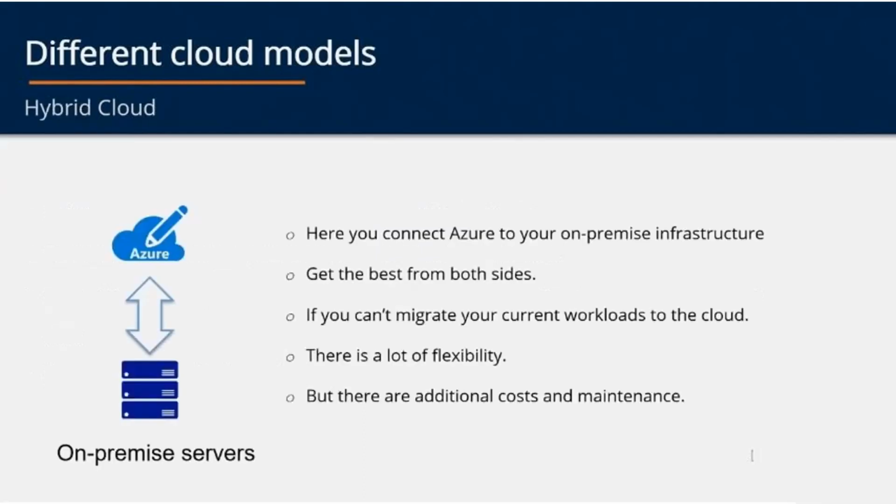Hybrid cloud is a combination of both of them. We are combining both the scenarios. We connect the on-premise infrastructure to the cloud provider. We try to get the best from both sides. In other words, we have to architect our applications and our network in such a way that we are getting the best of both sides. If we cannot migrate our current workloads to the cloud, then we keep them private, and whatever can be done publicly, we do publicly.